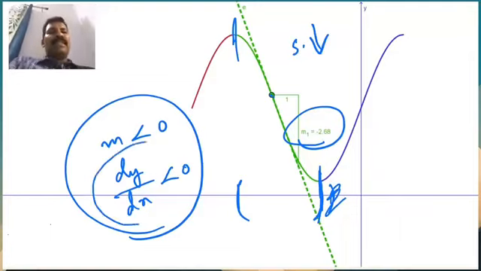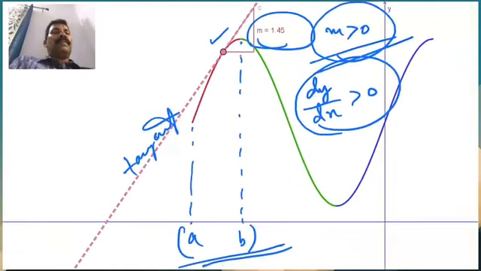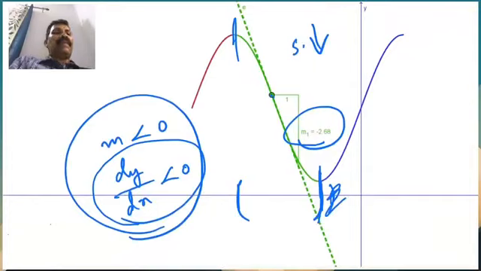Whenever the derivative is negative, we can see that the function, or that portion of the graph, will be decreasing, strictly decreasing like this. Otherwise, it will be strictly increasing if the tangent has positive slope. If the tangent has positive slope, the function will be increasing, and if the tangent has negative slope, the function is decreasing.